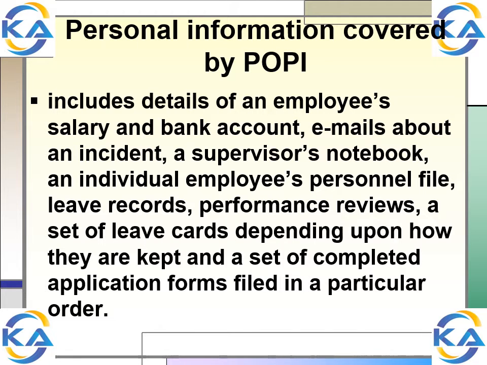Personal information covered by POPIA includes details of an employee's salary, bank account, email, any incidents, a supervisor's notebook in the event of a supervisor keeping notes or there's a possible performance appraisal being done. That is also personal information. An individual employee's personal file, your leave records, performance reviews, a set of leave cards depending upon how they are kept, and a set of completed application forms filed in particular order.